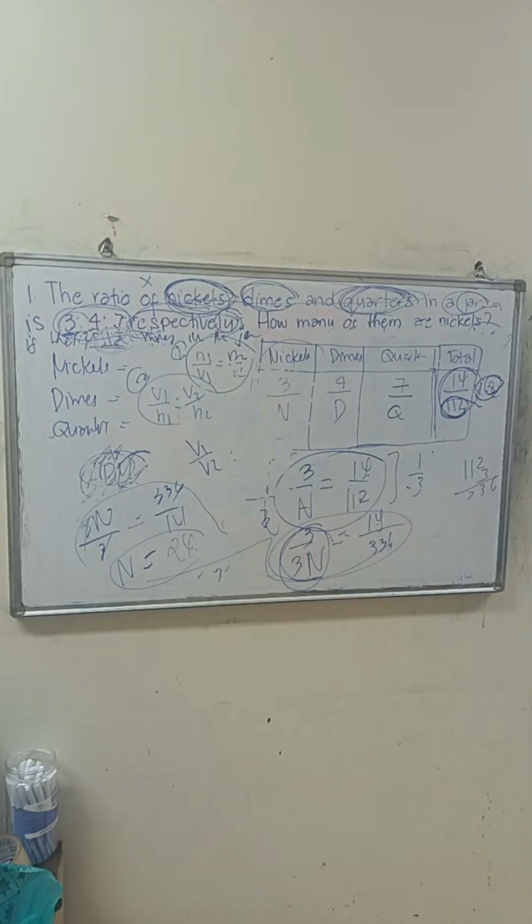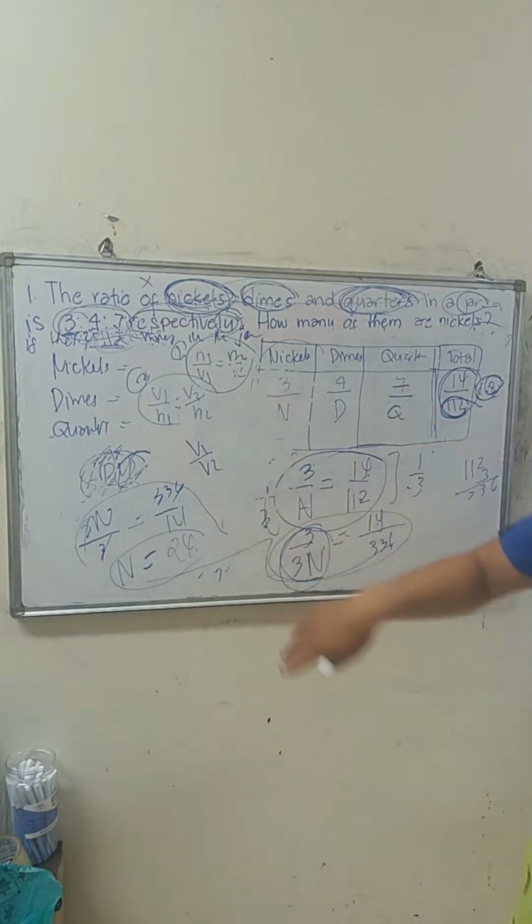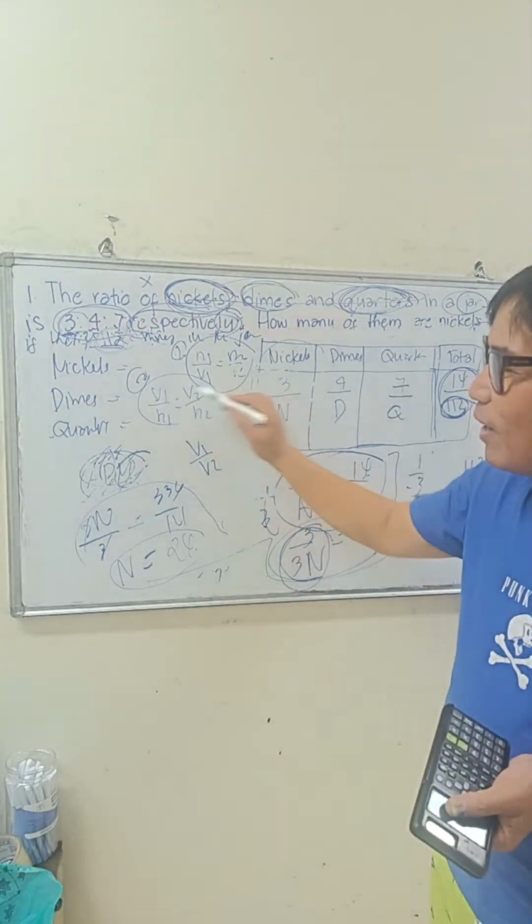This is discovery learning. I discovered it because I noticed it. You get the point, right? That is why I no longer memorize. With ratio and proportion, I discovered something. Okay, so V1 over V2.